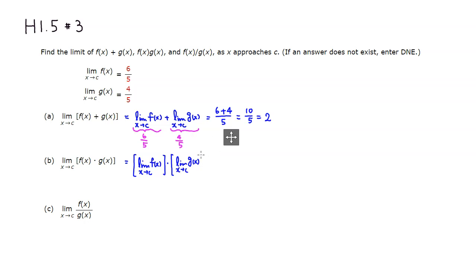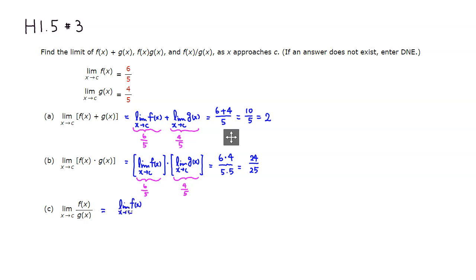Then again, these two values are given, so we know that this factor is 6 over 5, and this factor here is 4 over 5. So we can multiply them together. The numerator is 6 times 4, and the denominator is 5 times 5. So 6 times 4 is 24, and 5 times 5 is 25. So 24 over 25.